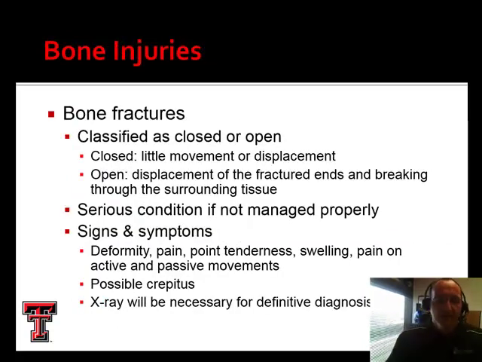Bone injuries, on the other hand, these can be classified as closed or open. With closed, we've got relatively little movement or displacement. With open, the bone ends jut through the skin. This is a serious condition if it isn't managed appropriately. It can result in what's called a non-union, where the bone ends fail to grow back together.